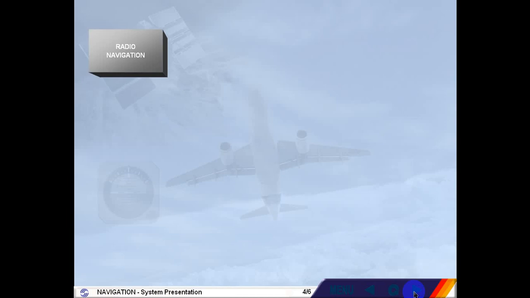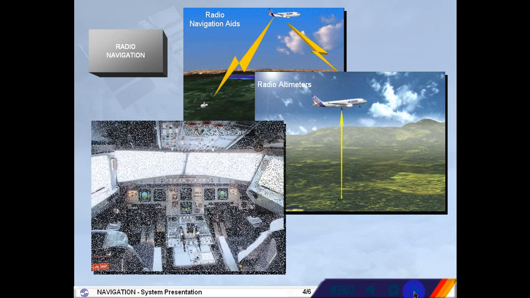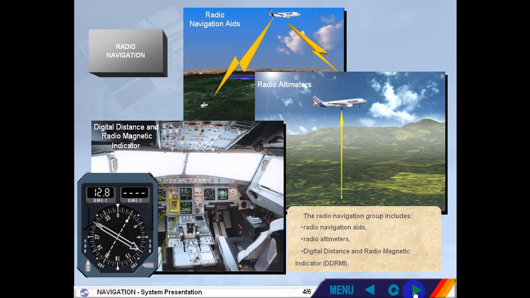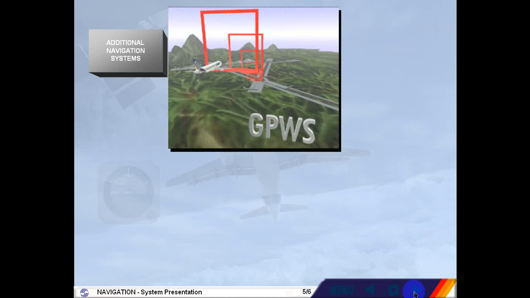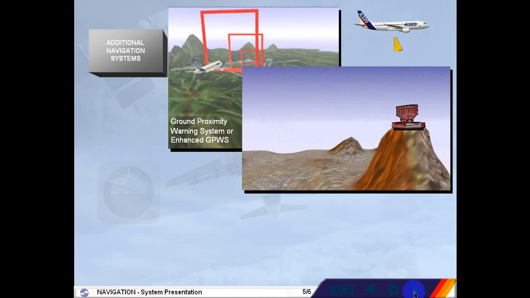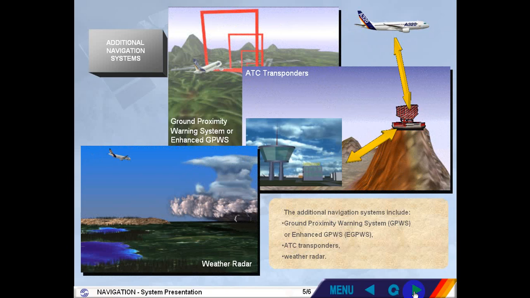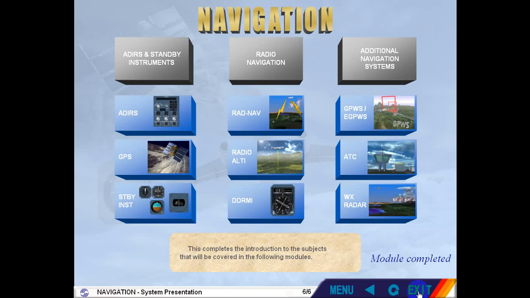The radio navigation group includes radio navigation aids, radio altimeters, and digital distance and radio magnetic indicator, DDRMI. The additional navigation systems include Ground Proximity Warning System, GPWS, or Enhanced Ground Proximity Warning System, EGPWS, ATC transponders, and weather radar. This completes the introduction to the subjects that will be covered in the following modules.